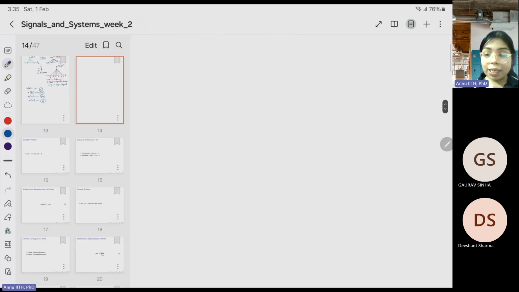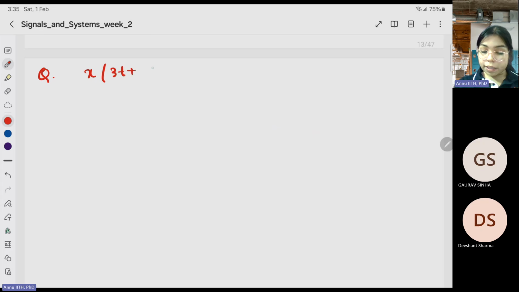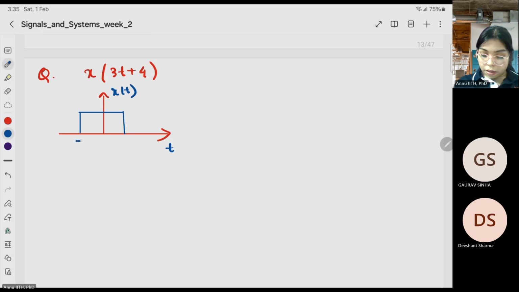In the GATE exam, one or two questions of this type will definitely come. Suppose one question is there: you have x of 3t plus 4. How will you solve it? For the sake of simplicity, I'm taking x as a simple signal. How will this look like? In order to solve this problem, you first have to figure out whether you want to delay or advance the signal, and whether you want to first compress or decompress.